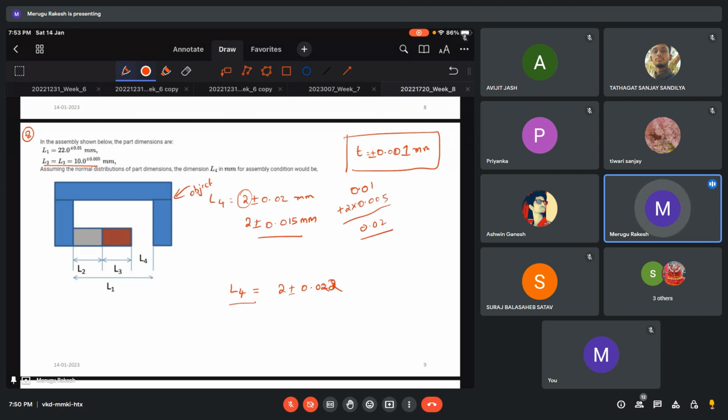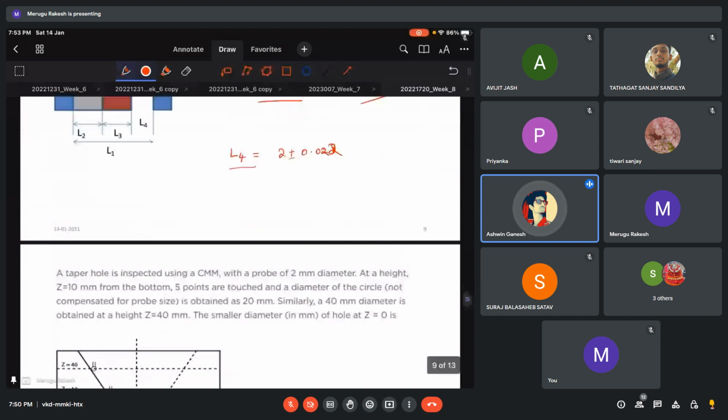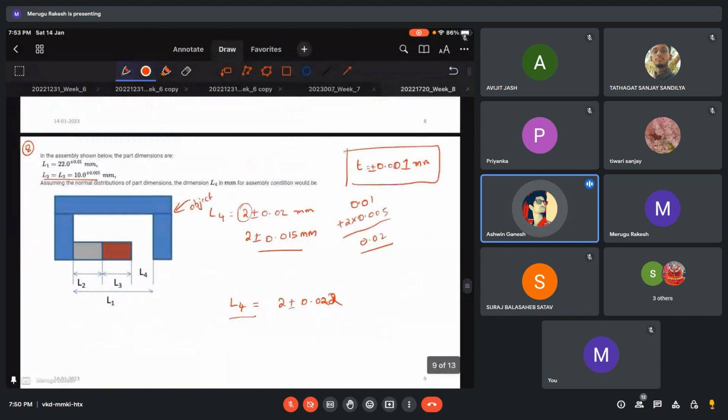I will get to this question later. You just solve. Getting 2 plus or minus 0.02. I got 2 plus or minus 0.02. So that is fine.